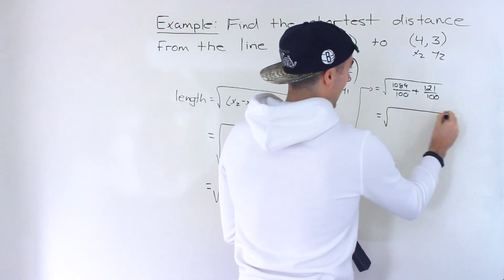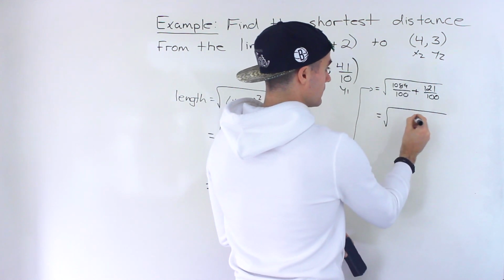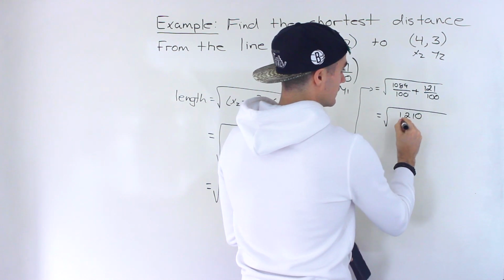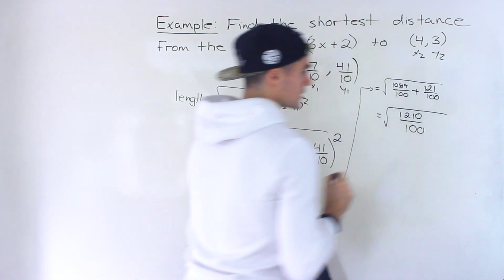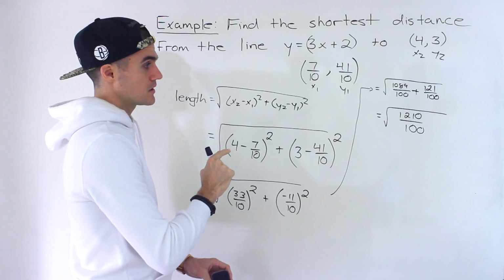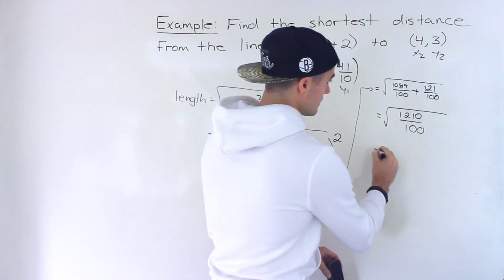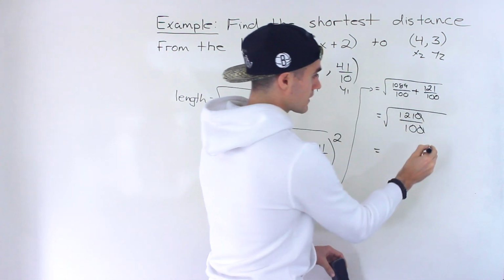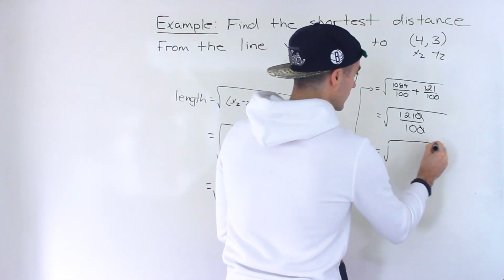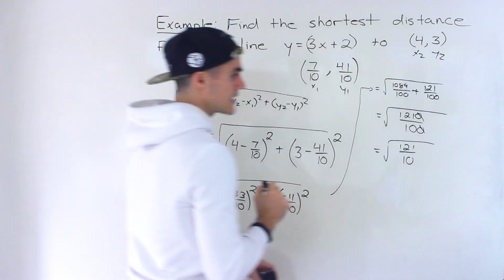And when we add these, in the numerator we'd end up with 1,210 over 100, like that. That's what the value is going to be. Now from here, you can actually simplify that fraction. Notice zeros would cancel out, or you could divide the numerator by 10, the denominator by 10, and you'd end up with the square root of 121 over 10.